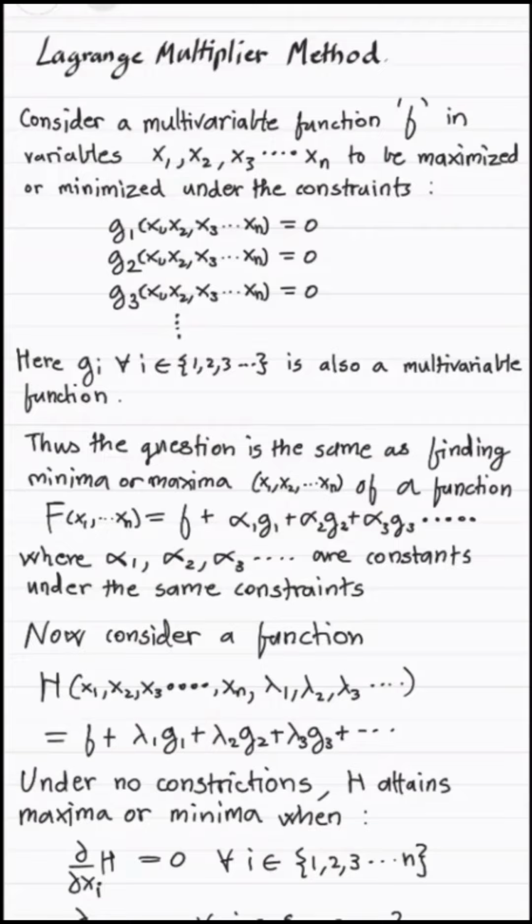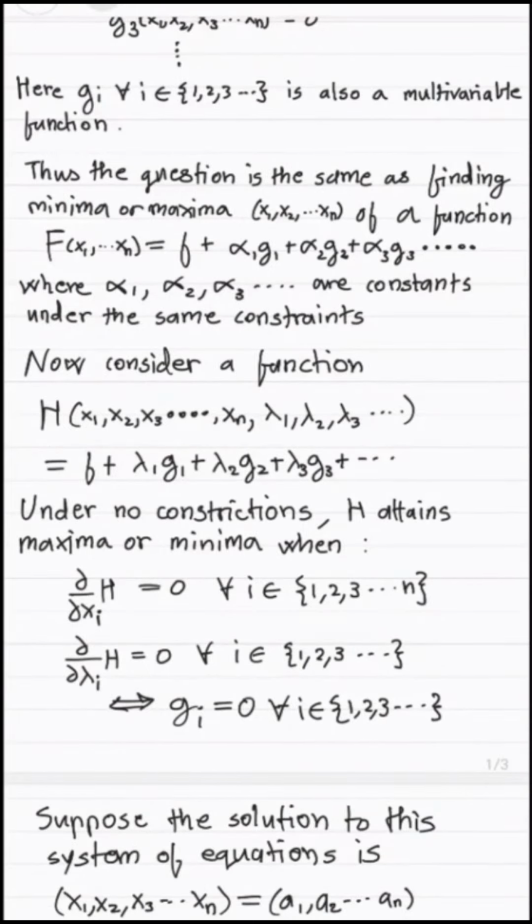So you have these restrictions. Here gi for all i belonging to 1, 2, 3, and so on, is also a multivariable function, as I said. Thus, the question is the same as finding minima or maxima in these variables x1, x2 till xn of a function capital F, which is given by small f plus alpha 1 g1 plus alpha 2 g2 and so on, where alpha 1, alpha 2, and so on are constants with respect to the free variables. So our free variables are of course x1, x2, x3, and so on till xn. These alpha values are not changing with respect to these variables, and thus these are constants.